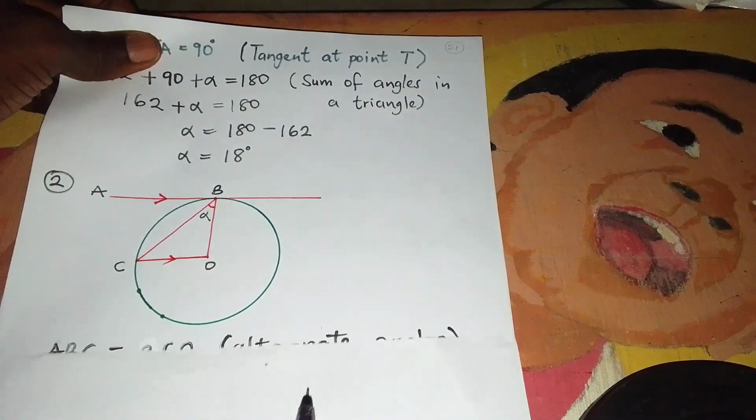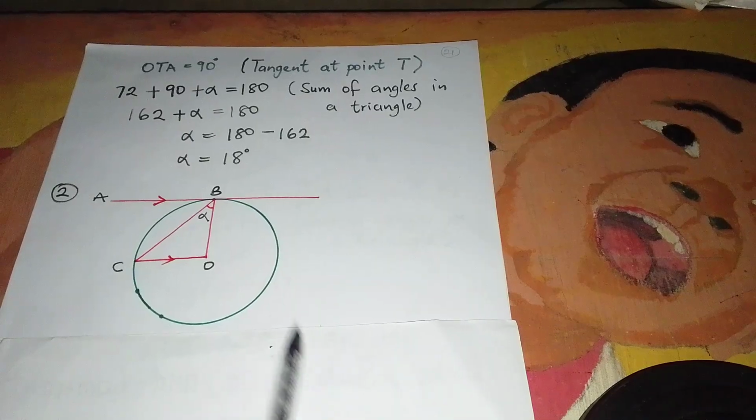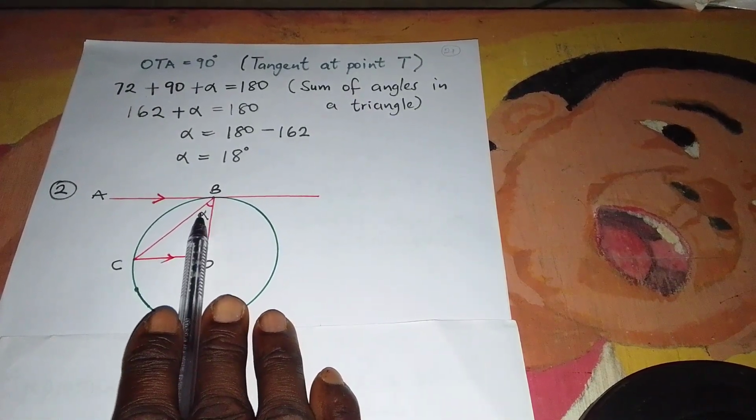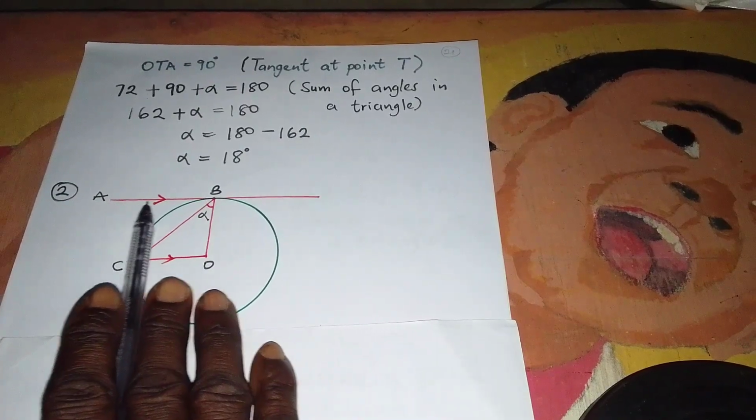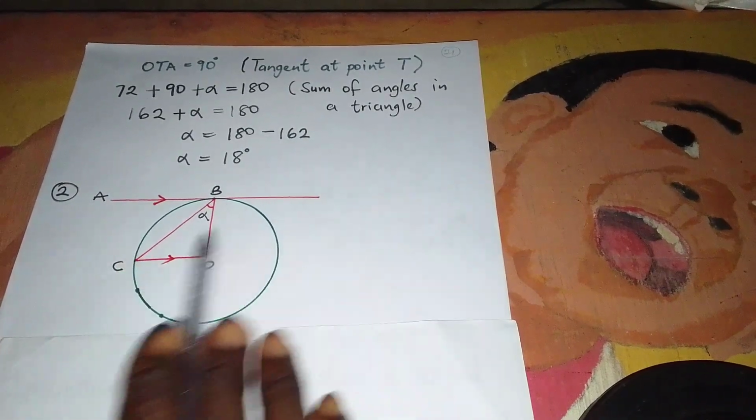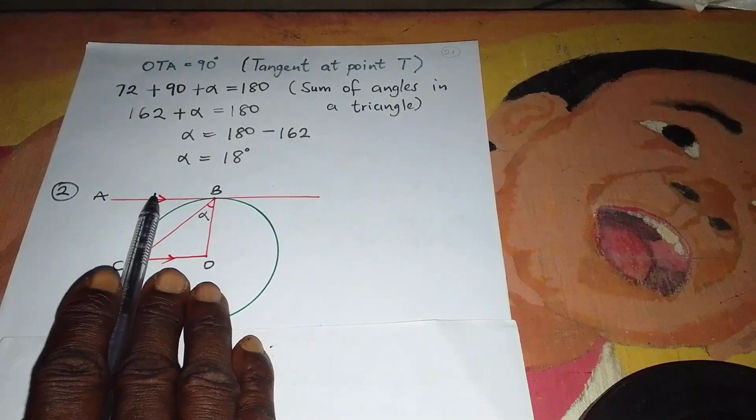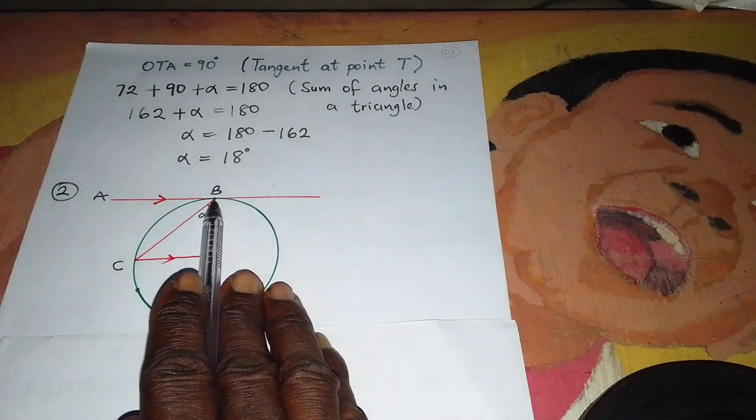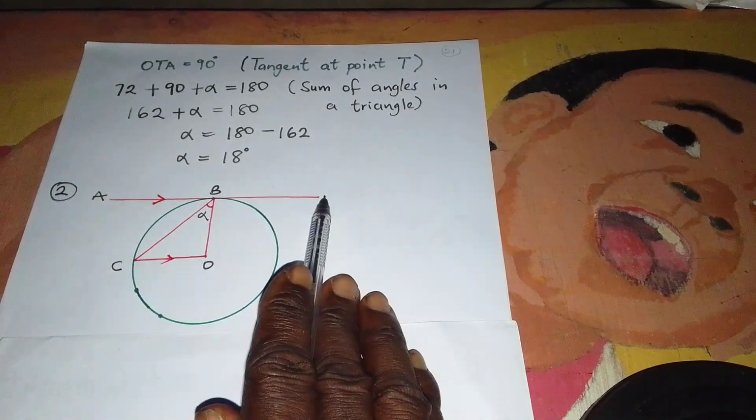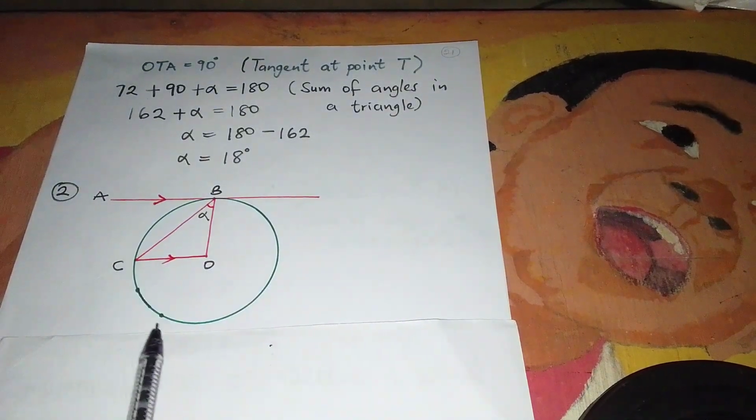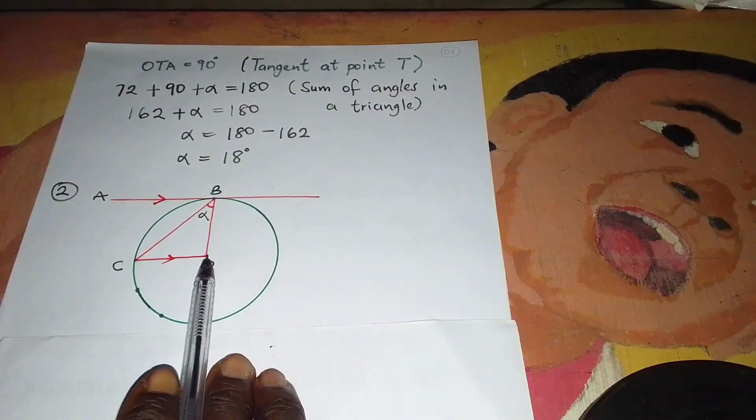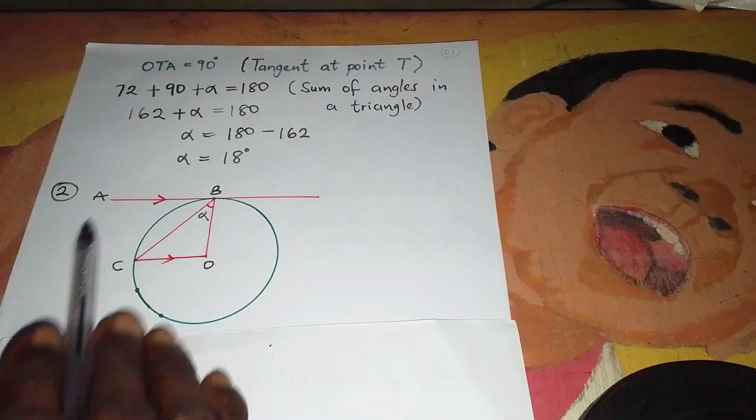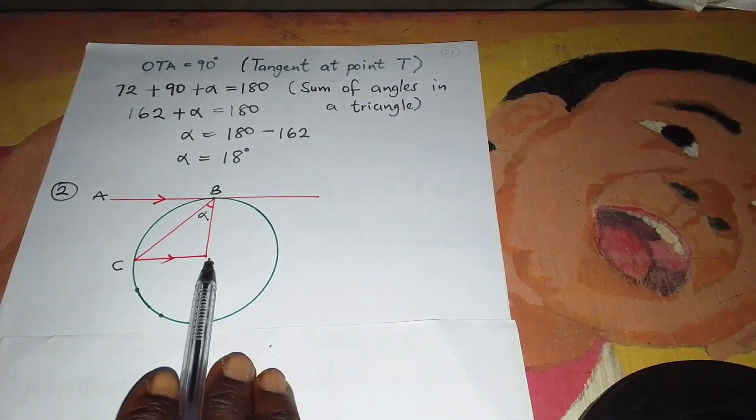Now let's consider another question. We are told to look for the value of the angle alpha. We are told that these are two parallel lines. You can see there is an arrow drawn here and here. Now, from this point to this point is the radius. This line AB is the tangent at point P. So this radius to this tangent will give us a right angle here. But before then, we know that this line and this line are parallel.